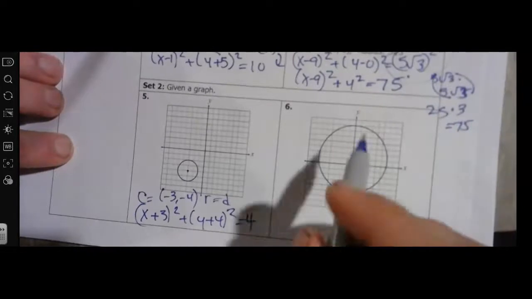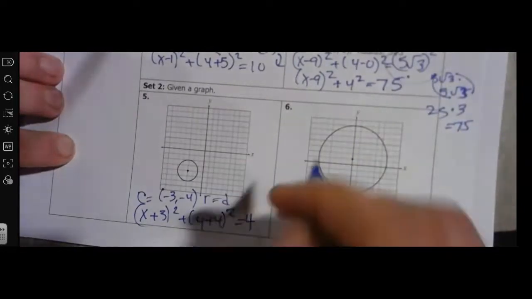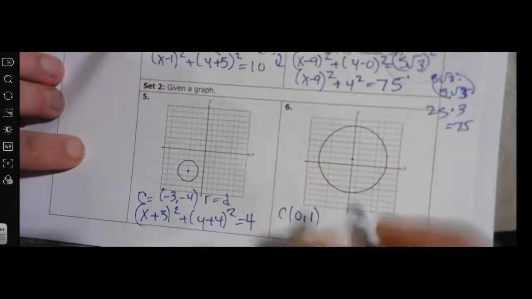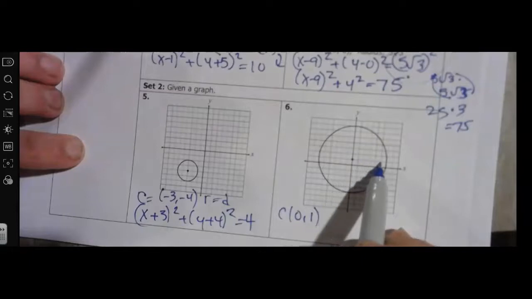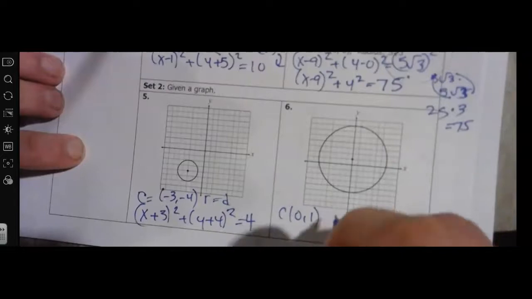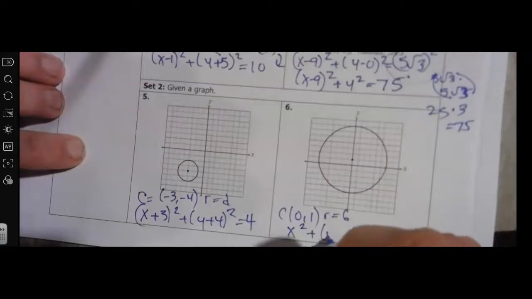Likewise here, they give us a center of 0 comma 1. So our center is 0 comma 1, and our radius, just count it off, 1, 2, 3, 4, 5, 6. So it's the number of spaces from the center to the outside of the circle. So our radius is equal to 6. Therefore we can write the equation now. x squared plus (y minus 1) squared is equal to 36.